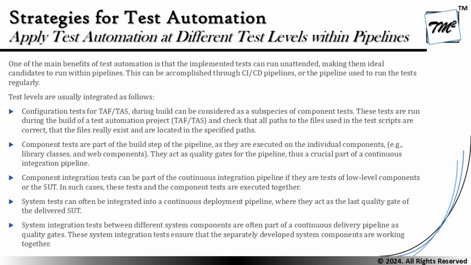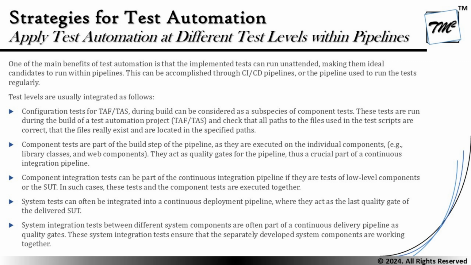Number one, the configuration tests for the TAF, which is Test Automation Framework, or TAS, Test Automation Solution, during build can be considered as a subspecies of the component test. These tests are run during the build of a test automation project and check that all paths to the files used in the test script are correct, that the files really exist and are located at the specified paths.